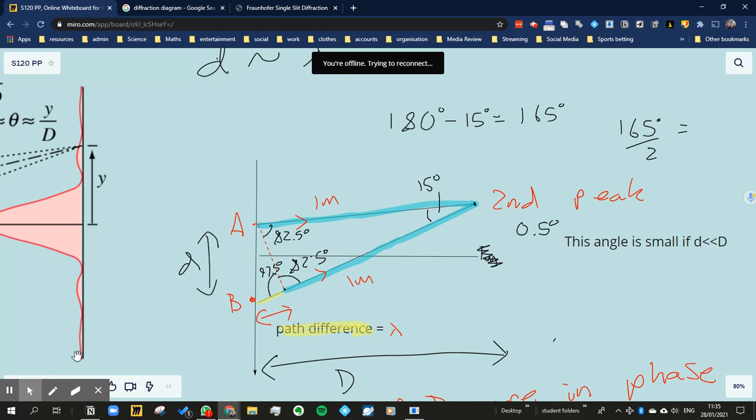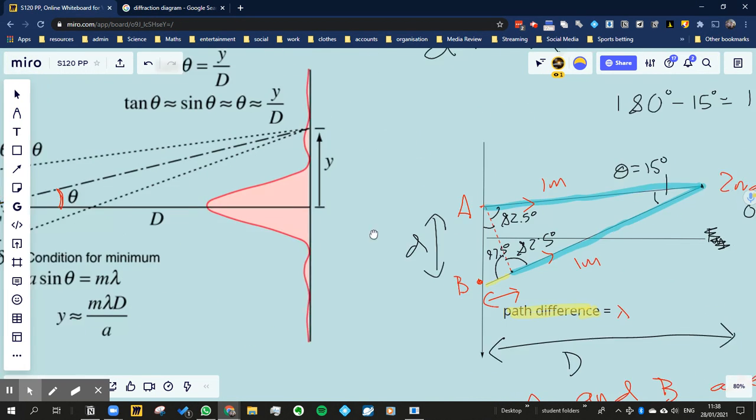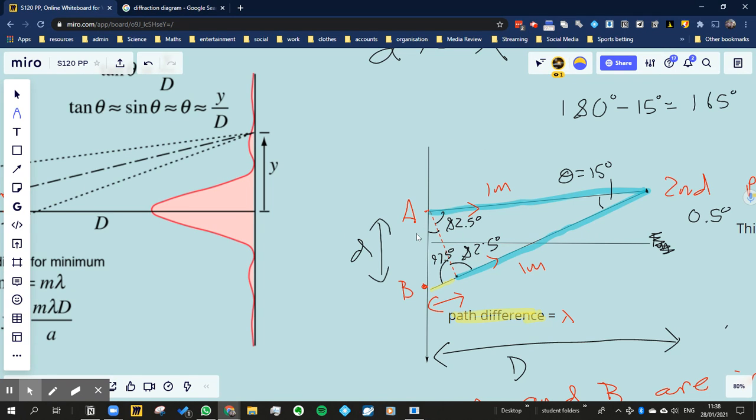Now, in the diagram just to the left, they labeled this angle as theta, and that angle there as theta apostrophe. As this angle here approaches 0, gets smaller and smaller, so does this angle. So when theta is very, very tiny, then theta apostrophe is also very, very tiny, and they are both approximately equal to each other. That's essentially what they're saying.